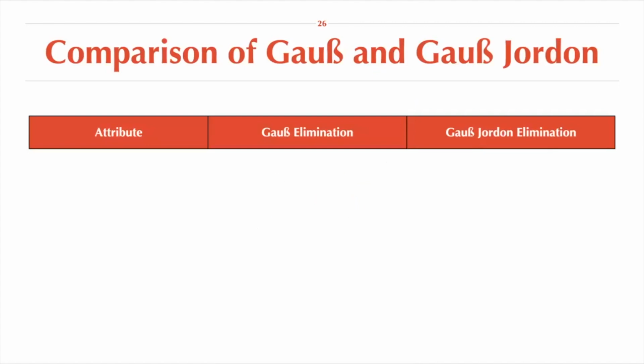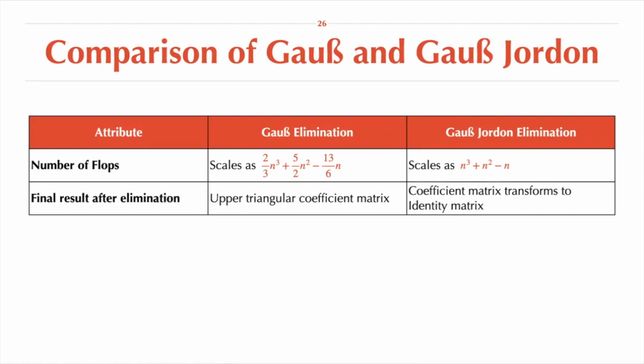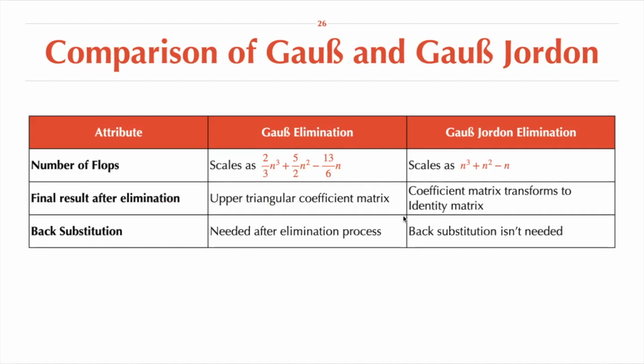Now let me make a comparison between Gauss and Gauss Jordan elimination. The first attribute is the number of flops. Gauss elimination scales like this, and Gauss Jordan elimination scales like this. This is pretty wasteful, because this process takes about 50% more flops, so we usually use Gauss elimination. And the final result after elimination gives you an upper triangular matrix in the case of Gauss elimination, but in this case the coefficient matrix becomes an identity matrix. So that's why you don't have to back substitute.